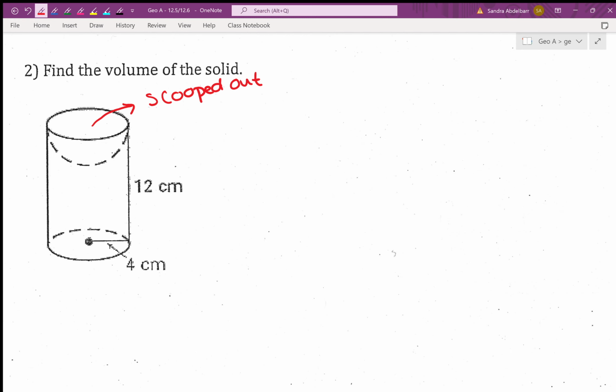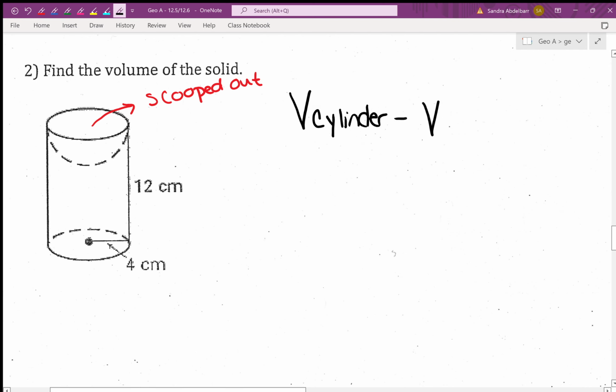But volume is how much we can store inside of it. So if I'm scooping out from this cylinder, am I adding to the amount of space we can store in there, or taking away from it? Taking away from it. So to find this volume, I'm going to find the volume of the cylinder, then subtract the volume of the hemisphere. You got it. So this is going to be the volume of the cylinder minus the volume of the hemisphere.